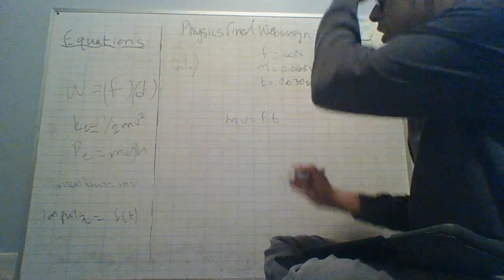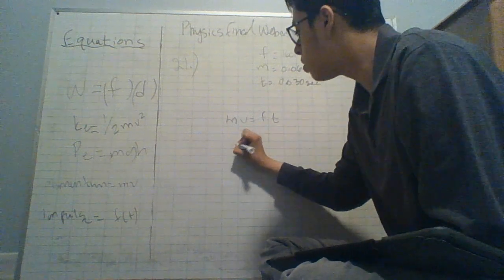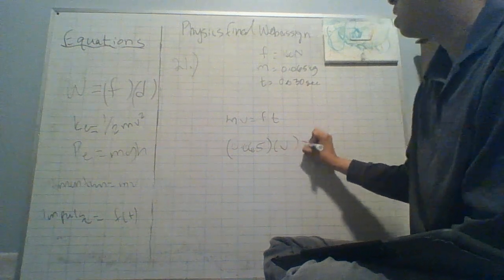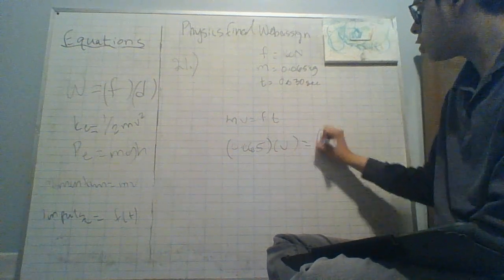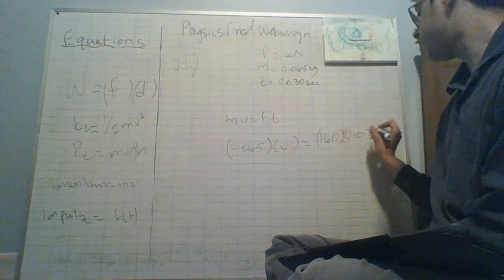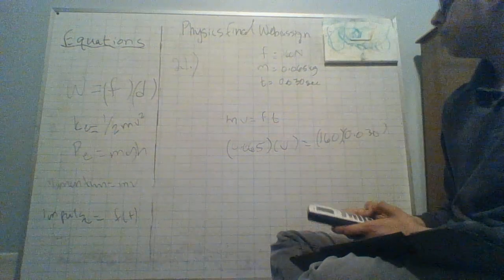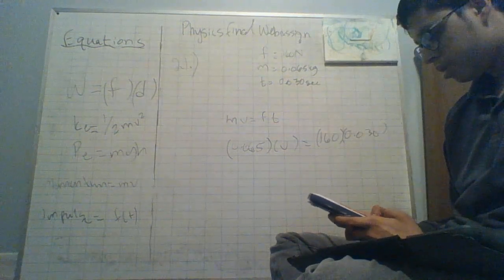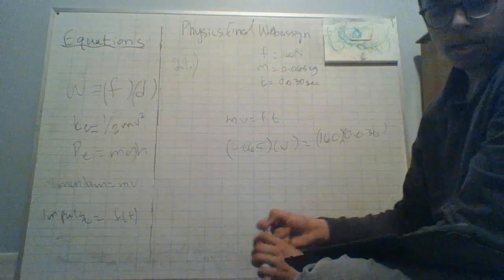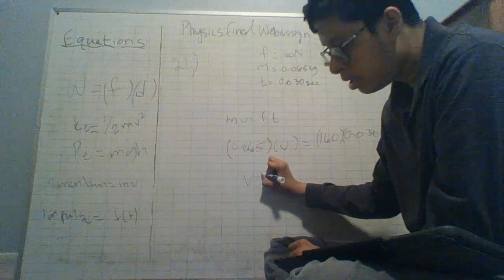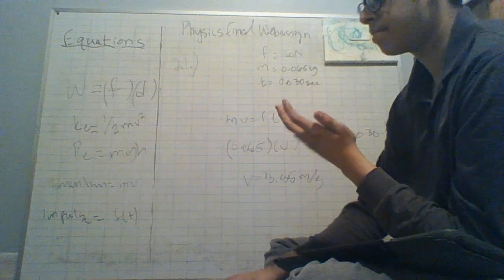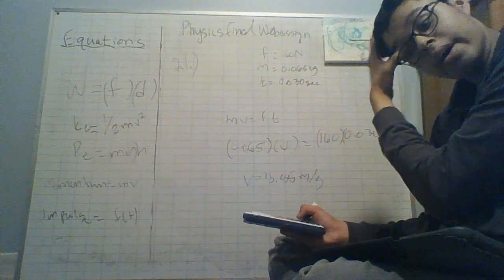Right? So I have the mass, which is 0.065, times v equal to 160 newtons times 0.030. I'm going to plug that into my calculator. 160 times 0.030. My velocity, very quick, 73.85 meters a second. Now, this ball is going very, very fast.